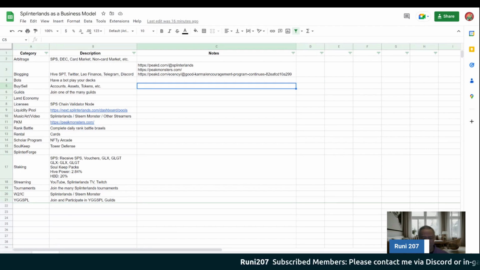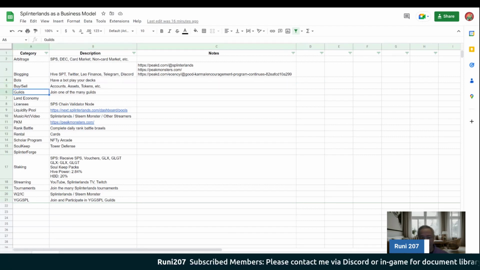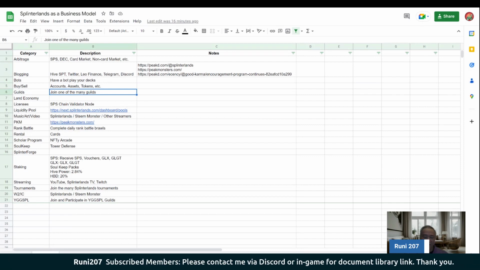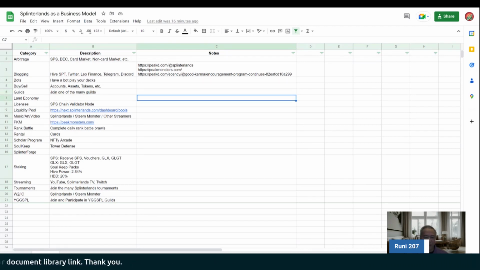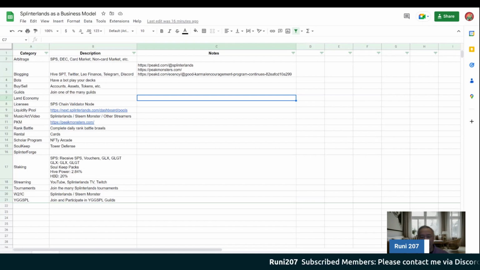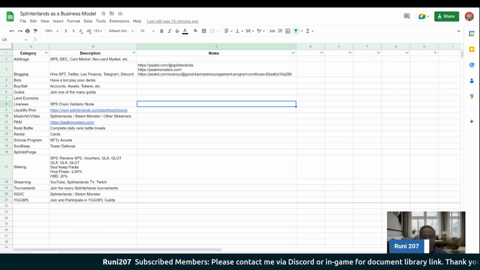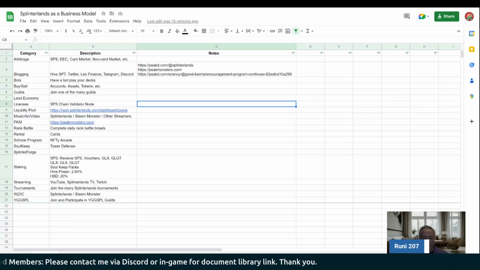You can also eventually, for guilds, invest to build, put your accounts in and participate in guilds. You'll earn SPS, you'll earn merits. Those accounts will account for something. You can do the license, the validator node, the SPS chain. So I think if you were to build a business model around this, you can build all your assets on the balance sheet, and you can see the growth.